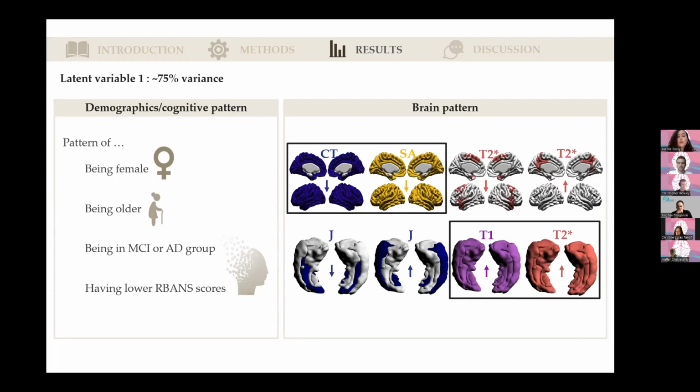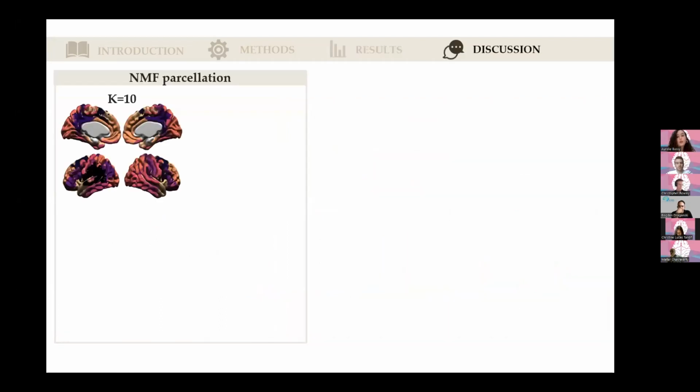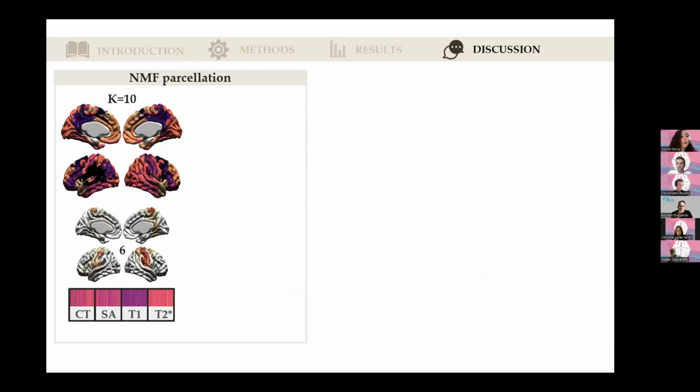The findings that were the most significant in our latent variable were the morphometry changes in the cortex, so CT and SA, and the microstructure changes in the hippocampus, so T1 and T2 star. Going into more discussion of the results, what we found was that NMF was able to extract bilateral and biologically meaningful components. As a sanity check, we could look at component 6, which is in the somatomotor cortex, a region known to be very heavily myelinated in the brain. Indeed, NMF is able to capture that there is lower T1, which represents higher myelin.